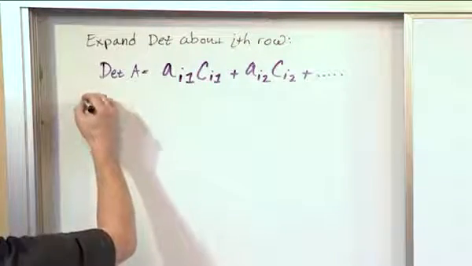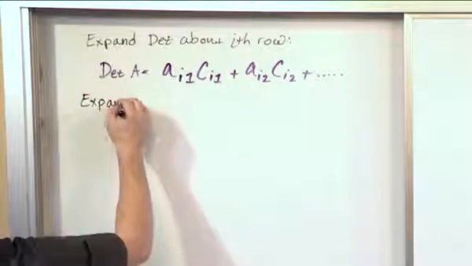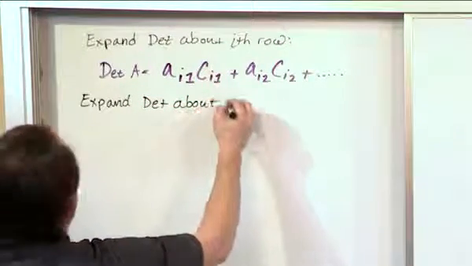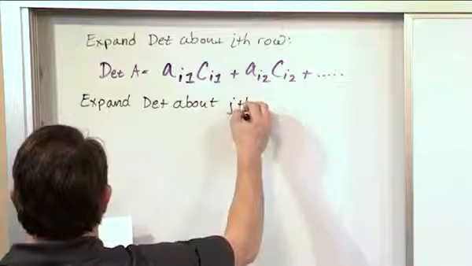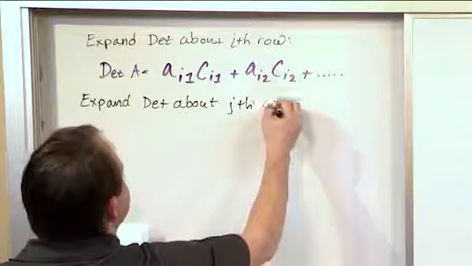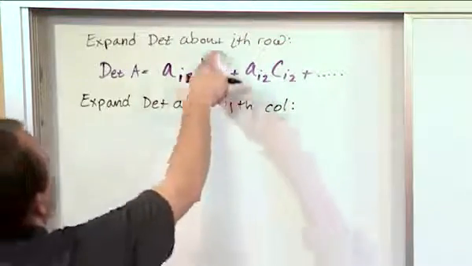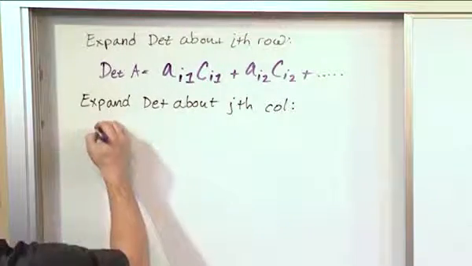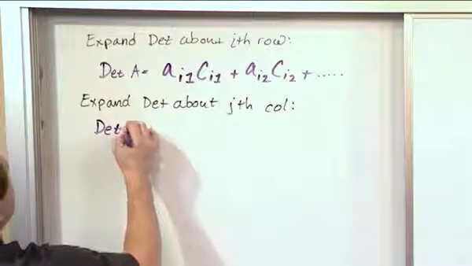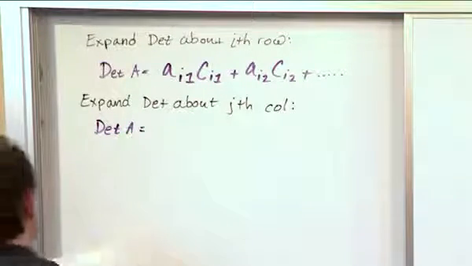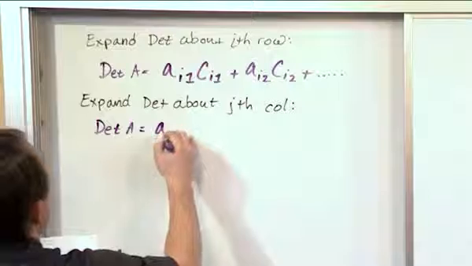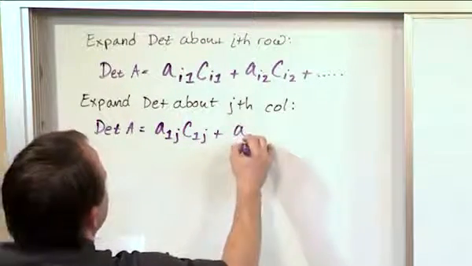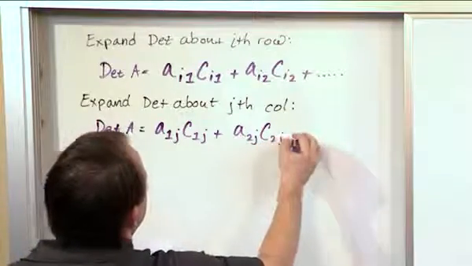How do you think it would happen if you expand the determinant about, or through, the jth column? We're going to use a different letter so that we don't confuse it with what you've written up above here. Well, it's going to be the exact same equation. Very similar. So we can say the determinant of A can also be written as A1J C1J plus A2J C2J plus dot dot dot.